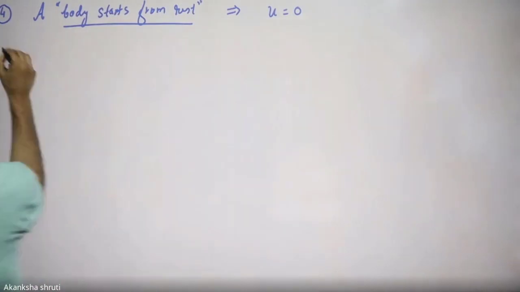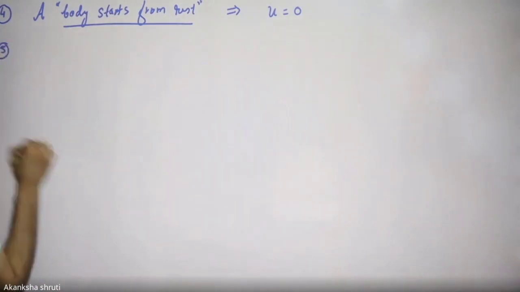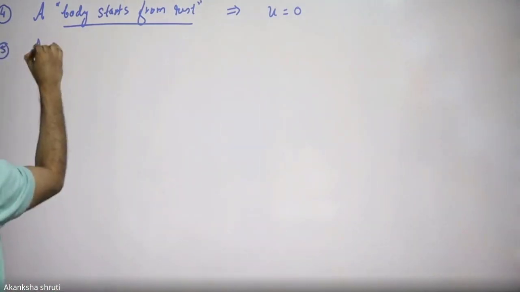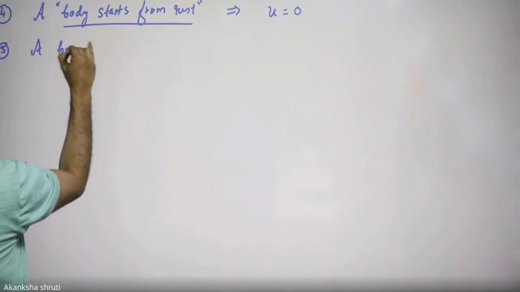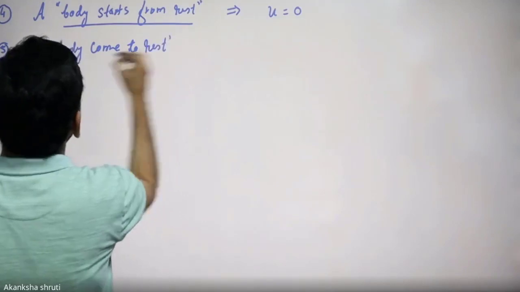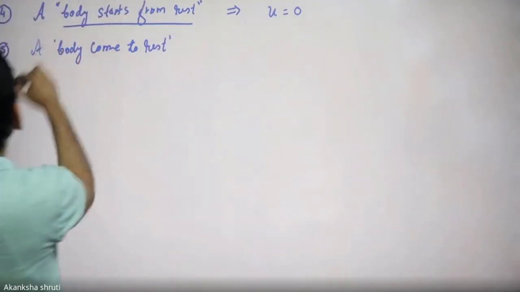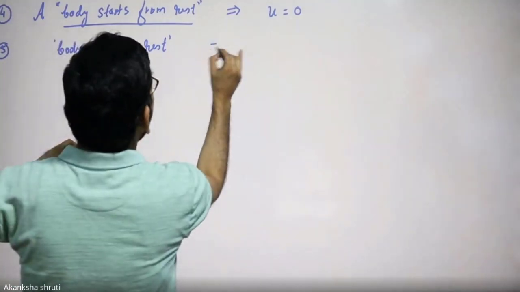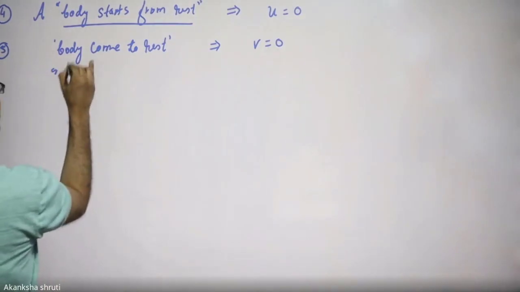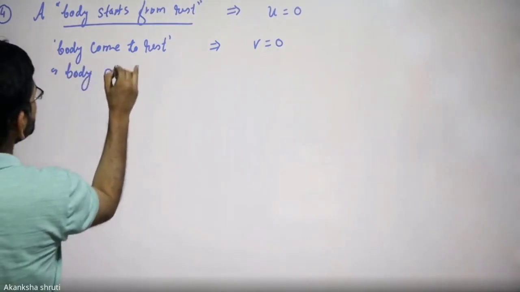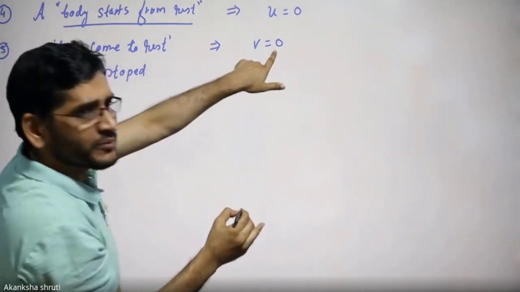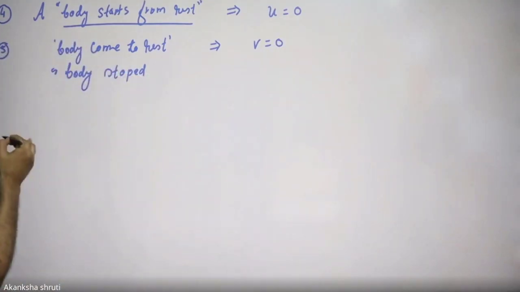Okay, keep in mind. The next one, it may be stated that the body came to rest, or simply the body comes to rest. When the body comes to rest, it simply means it has stopped, so the final speed is 0. Or it may be written that the body stopped. Wherever this phrase is available, it means this numerical data is given to you. Okay, student?